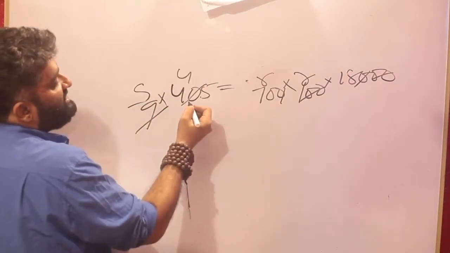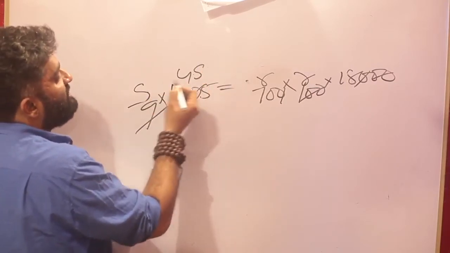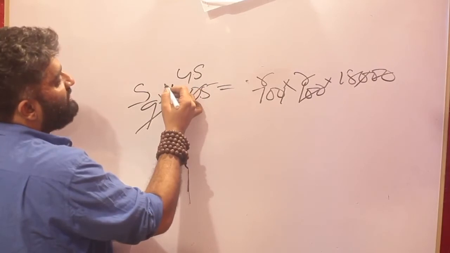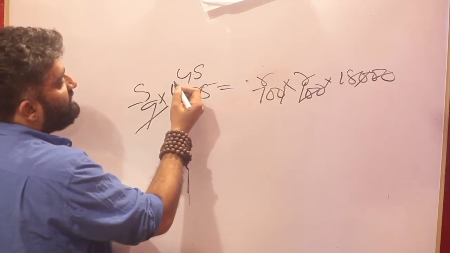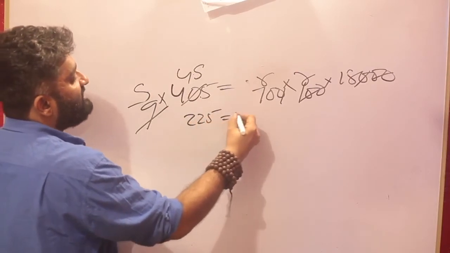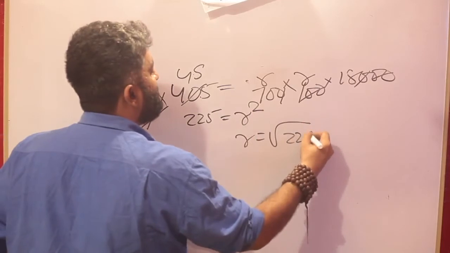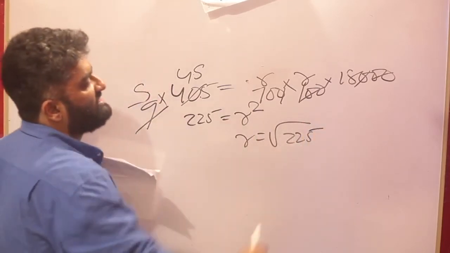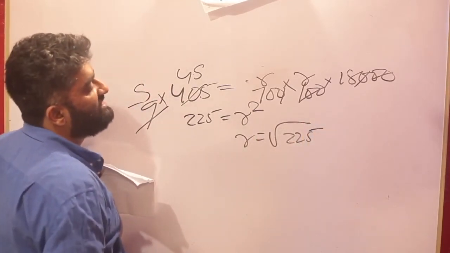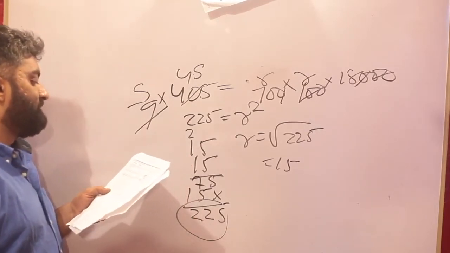9 fours are 36 and 9 fives are 45, right? And 45 into 5, what am I doing? 45 into 5 would be 225, and this is equal to r square. So r is equal to the square root of 225. This should have been easy. 225 is 15 square. The rate of interest in this particular question was 15%.